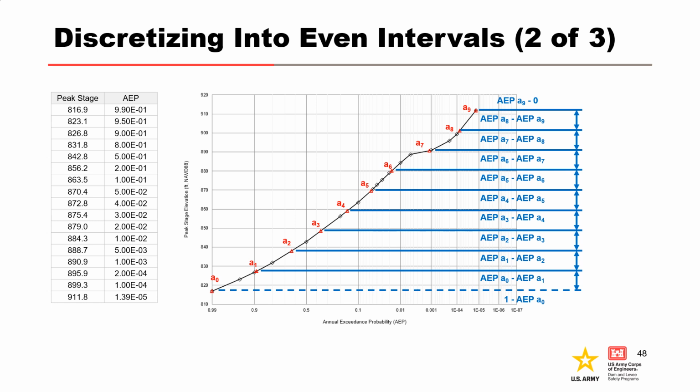The red triangles are the stages that split the curve into 10 even partitions. For a given interval, the probability of reaching a peak stage within that interval is equal to the annual exceedance probability of the interval's lowest stage minus the annual exceedance probability of the interval's highest stage. So for the second interval between peak stages A1 and A2, the probability of that interval will be equal to the annual exceedance probability of A1 minus the annual exceedance probability of A2. You can see here that the non-exceedance probability, 1 minus the annual exceedance probability of the first stage, is at the bottom of the plot. This should be added to the first interval.